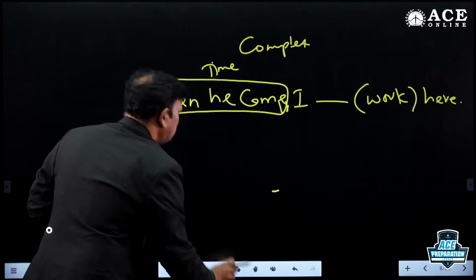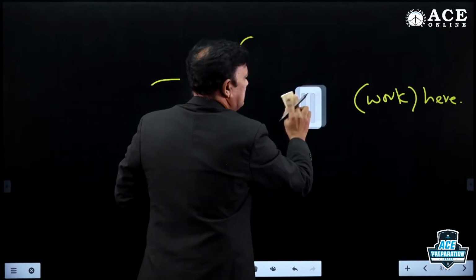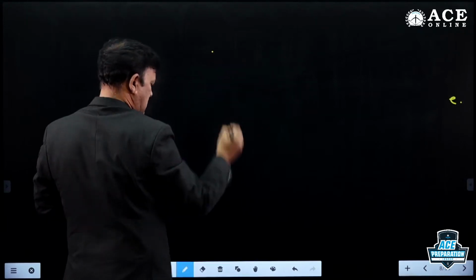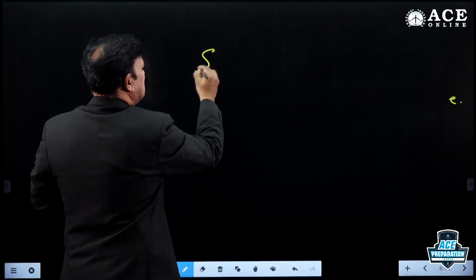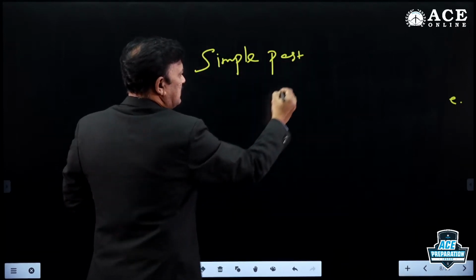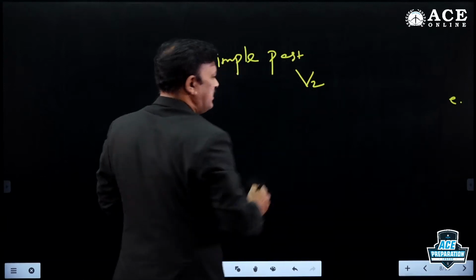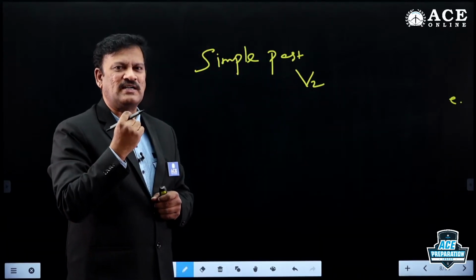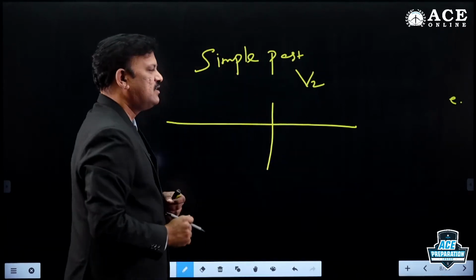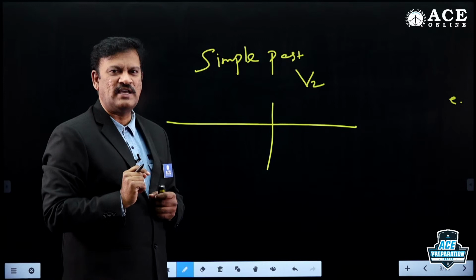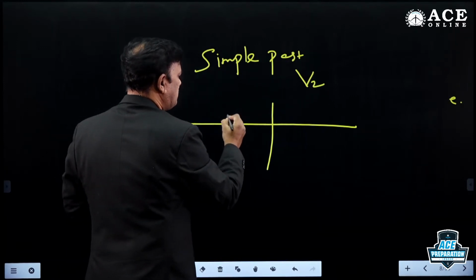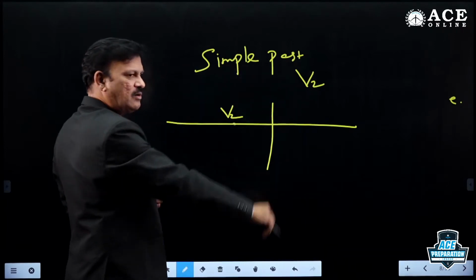Okay? Now, this is actually called, grammatically, guys, simple past. And that is V2. If you find a time which is indicating past, one action in the past, I repeat, one action in the past, always express V2 form.